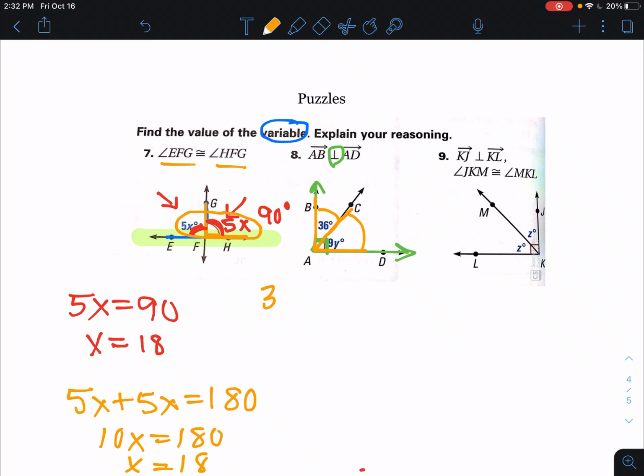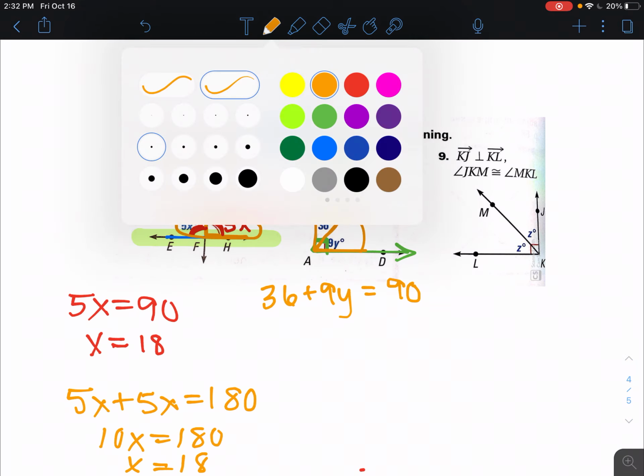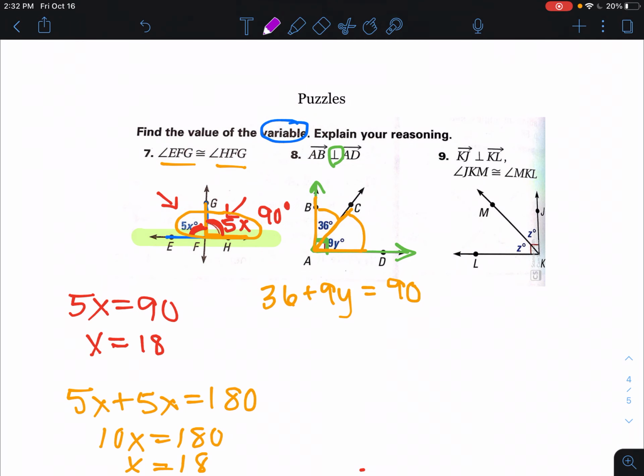So that means that 36 plus 9y equals what? 90 degrees. Now we can just do a little bit of algebra to figure out what y equals. We can move 36 over to the other side because we want to get y alone. So now we have 9y equals 54. Then we can divide both sides by 9. We get y equals 6.